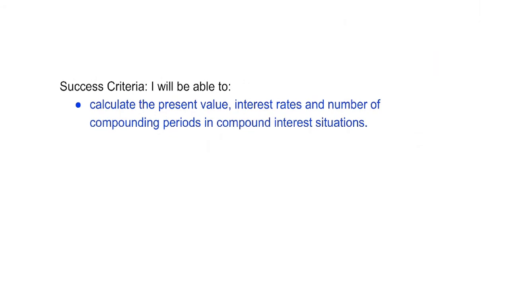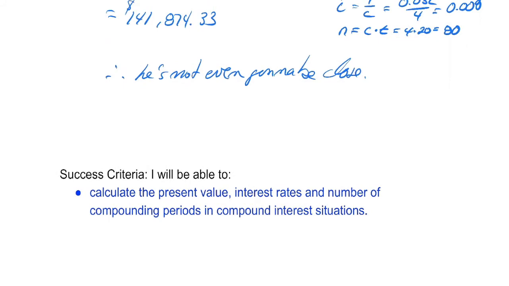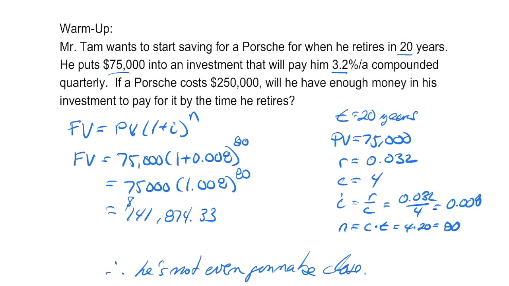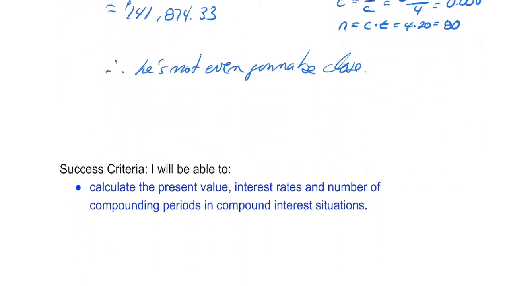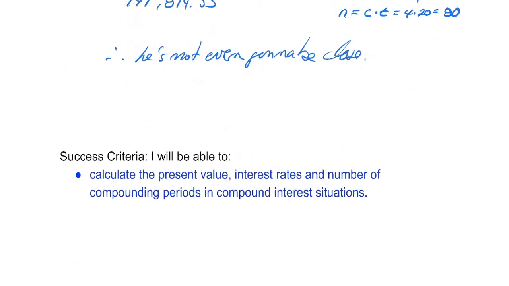So the success criteria for today's lesson is we're going to calculate all the other variables in terms of our compound interest formula that we have up here. Lesson 1 was calculating the future value, which is what we've done here. But now we're going to be able to calculate the present value, given the compound interest situation, the interest rates, and the number of compounding periods. So all the other variables as part of that equation we'll go off and calculate.